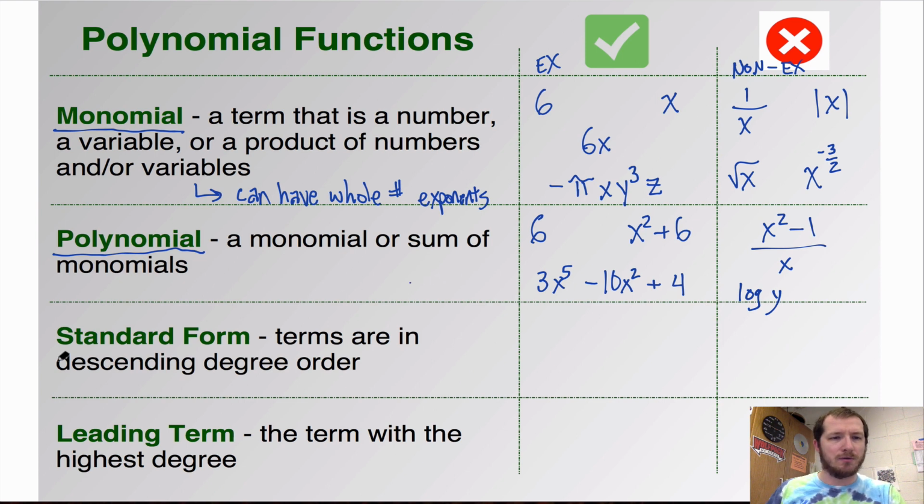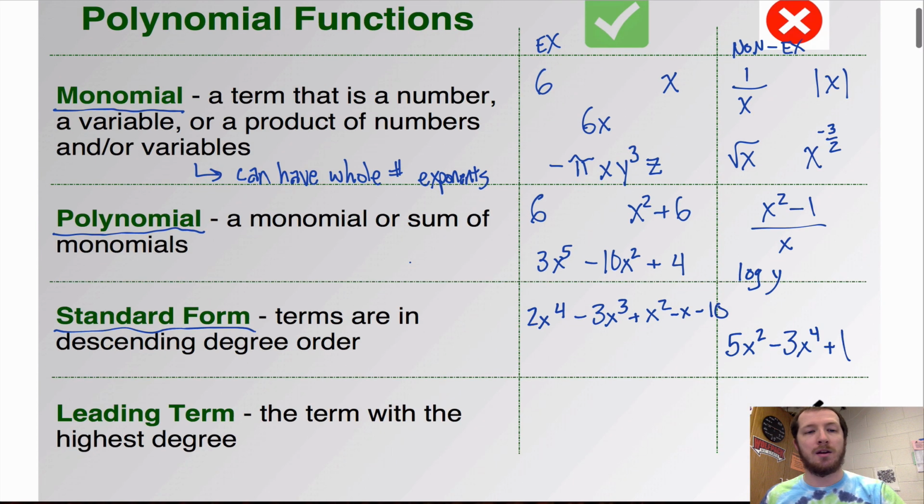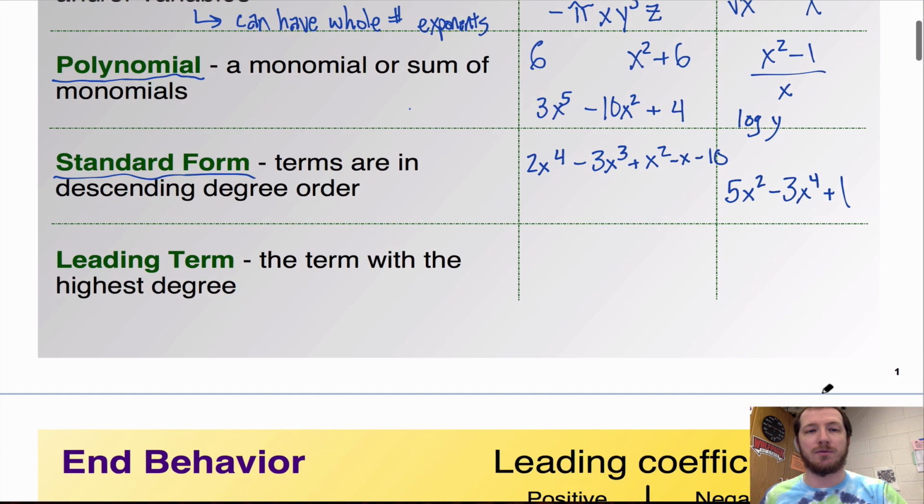All right, so next up, standard form. Standard form is when the terms of a polynomial are in descending degree order. An example of a polynomial in standard form is 2x to the 4th minus 3x cubed plus x squared minus x minus 10. That's in descending degree order. A non-example might be something like 5x squared minus 3x to the 4th plus 1. Let's talk about why that is or is not in standard form.